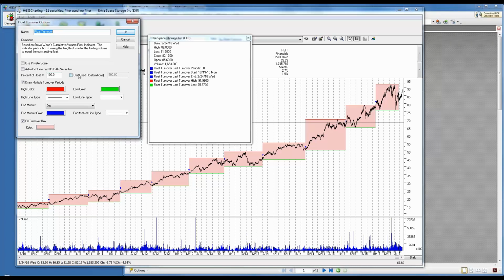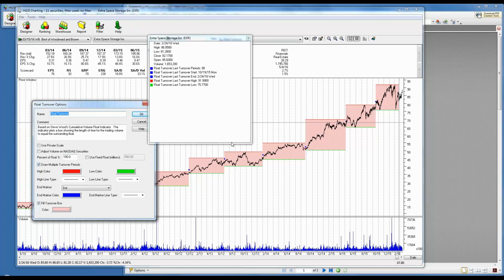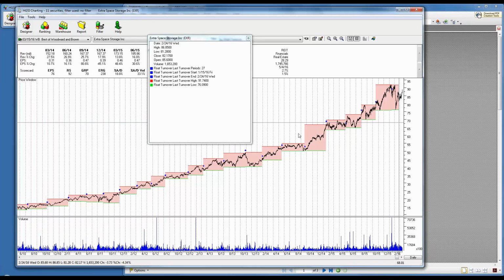The percent of float and the fixed float control what number we use for the float of the stock. So for example, at 100% we use 100% of the float, but if you change this to 50%, we use half the float of the stock. And so each one of these boxes is a turnover of half the float as opposed to the whole float.